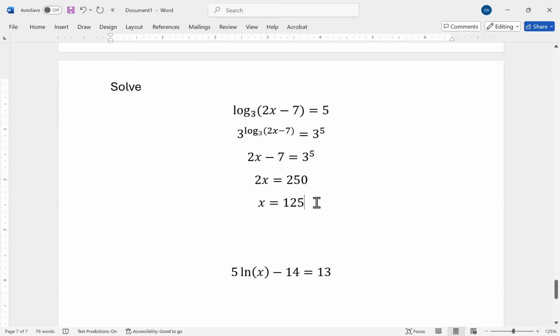Now, this I should always plug in and see that it makes sense because I don't want a negative number in the argument. So I should plug this in, make sure it makes sense. When I plug that in, I'm going to get a log base 3 of 243.